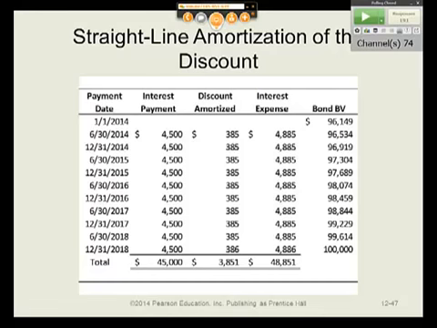Now, let's make sure we know what's going on in that table. First of all, when you look at the numbers, this is the interest. How did you get that? It's 4.5% of par value. So remember, this is always 4.5% of the $100,000 par. This is the discount of $3,851 divided by 10 periods. And this, of course, is the sum. So the total interest expense is the $4,500 plus the $385.